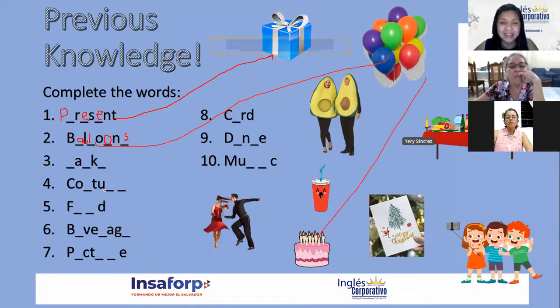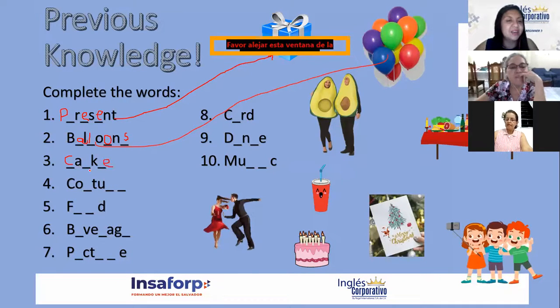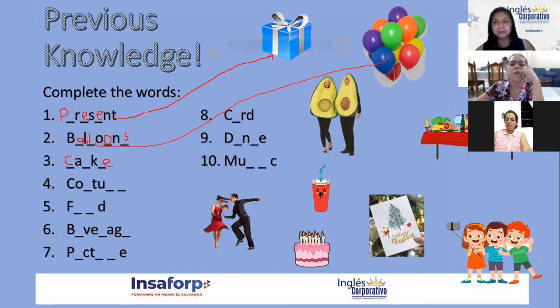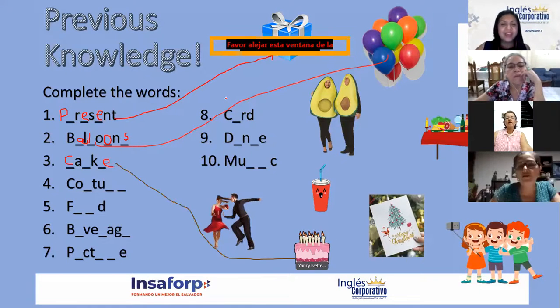Oh, cake. The cake. How do you spell it? C-A-K-E. Oh, there's a mistake here. There is an extra space, but it's C-A-K-E. Cake. Okay. And can you match the word with the image, please? Where is the cake on my screen? Down of the screen. Excellent.